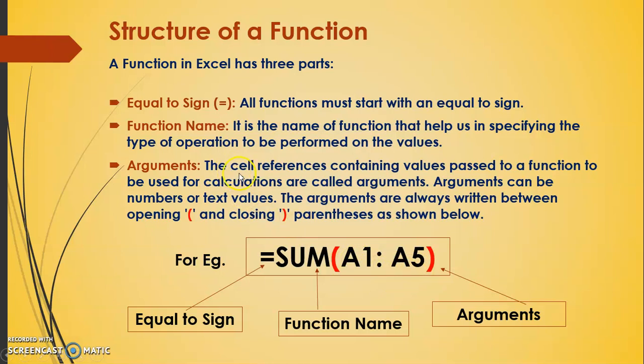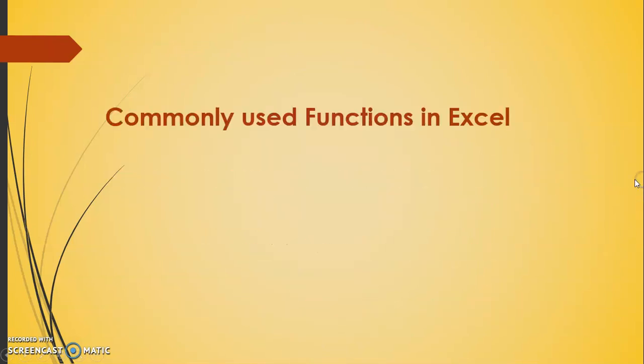So an argument can be any cell reference containing the values, or manually you can put the arguments or the parameters on which you want to perform this calculation, but always the arguments are given in brackets. You can see opening and closing parentheses. This bracket is known as parenthesis. So this is the general structure of a function: equal to sign, then the name of the function and the arguments.